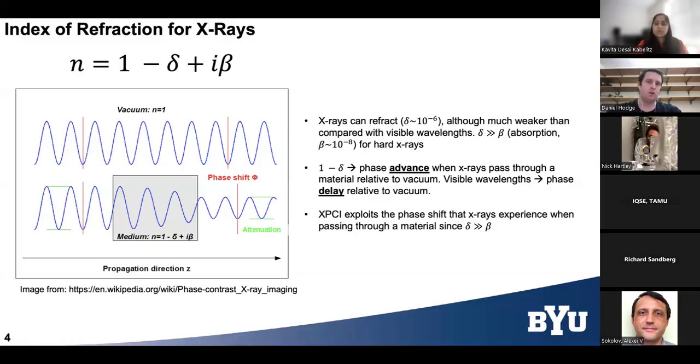Which basically reemphasizes the fact that if we're using X-ray phase contrast imaging, this is going to be a lot more pronounced because delta is orders of magnitude bigger than beta. And so basically, we want to exploit that phase shift, this delta. That way, we can actually obtain reasonable images that we can analyze and get quantitative results from.